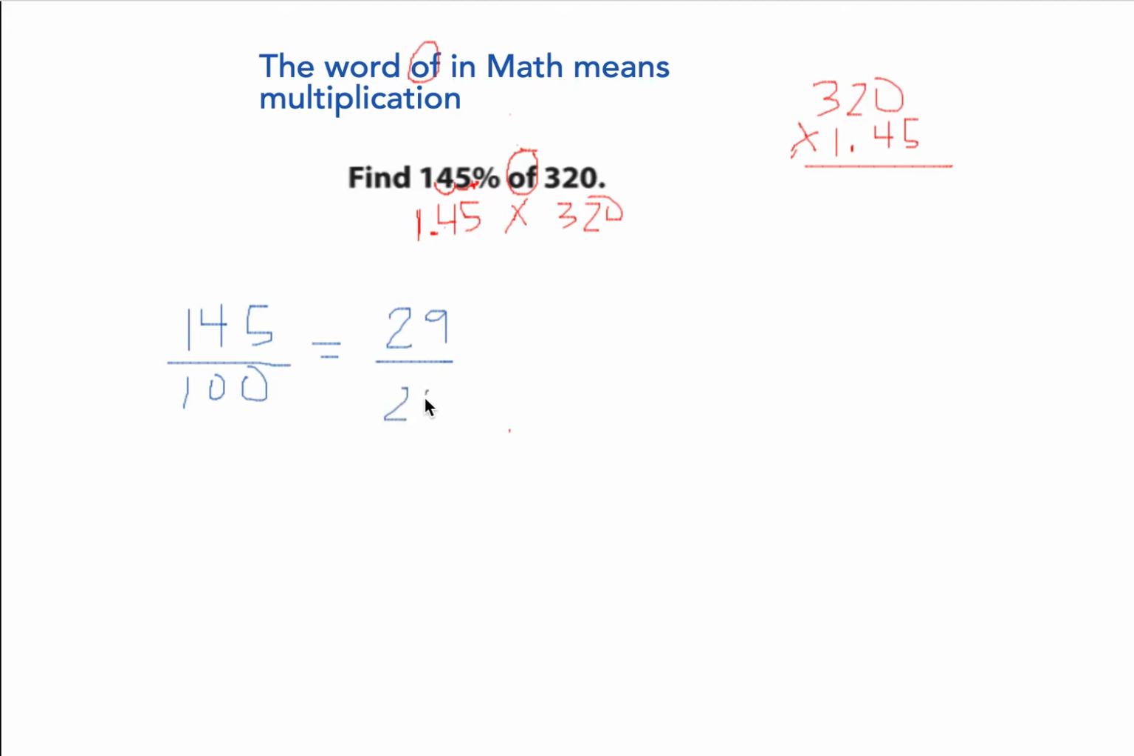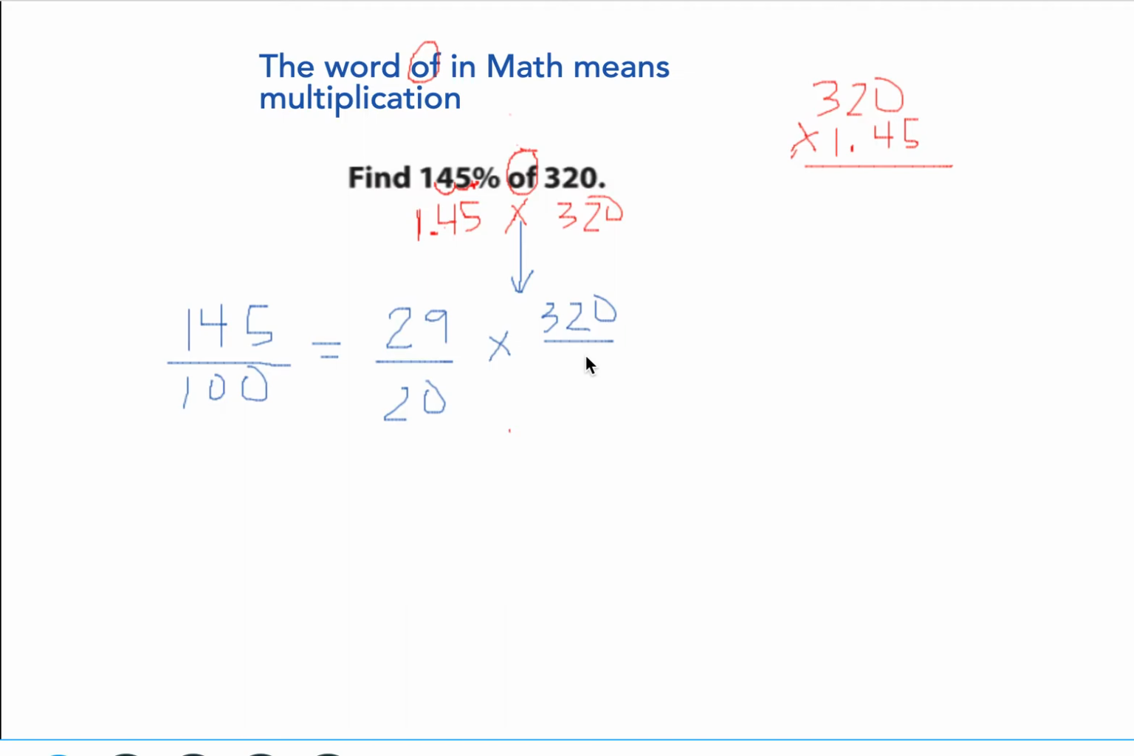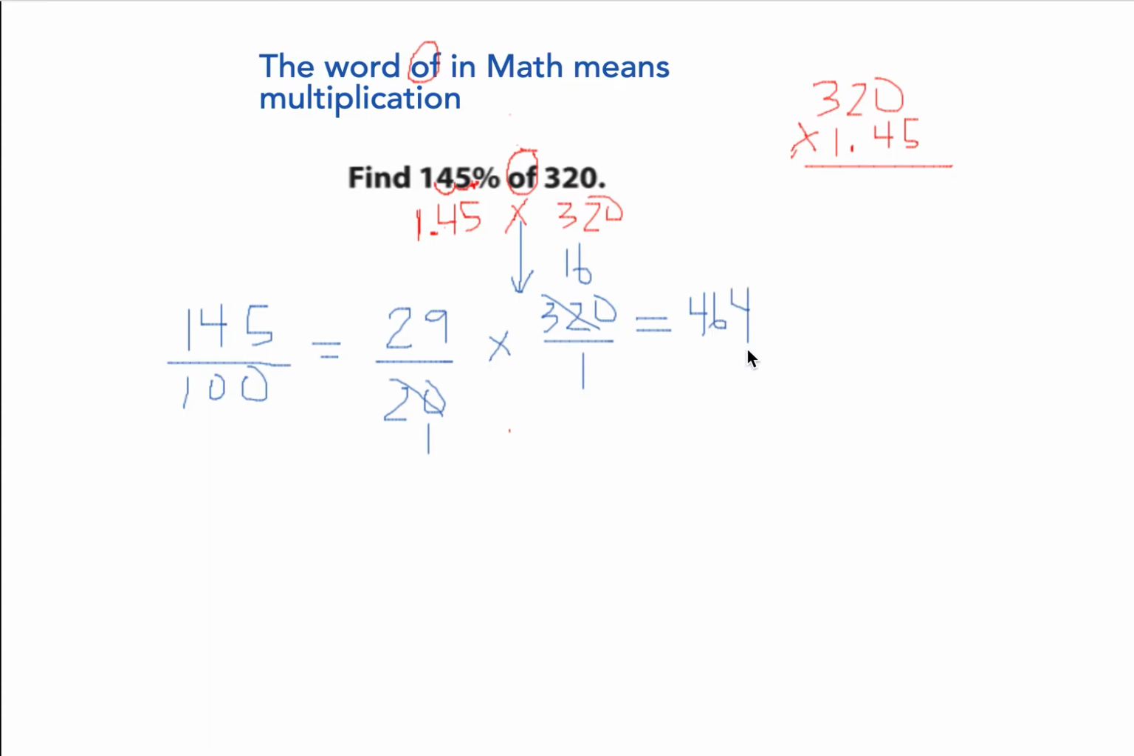over 20. Then you would simply multiply that because the word of, you drop that. It means to multiply. And then you do 320. And you make that into fraction form without changing the value. So you put a 1. And then you can cross cancel here. 20 goes into 20 one time and 20 goes into 320 16 times. Then it's just about multiplying straight across. 29 times 16. You could do the math on the side. It gives you 464. Okay? The same can be said about 320 times 1 and 45 hundredths.